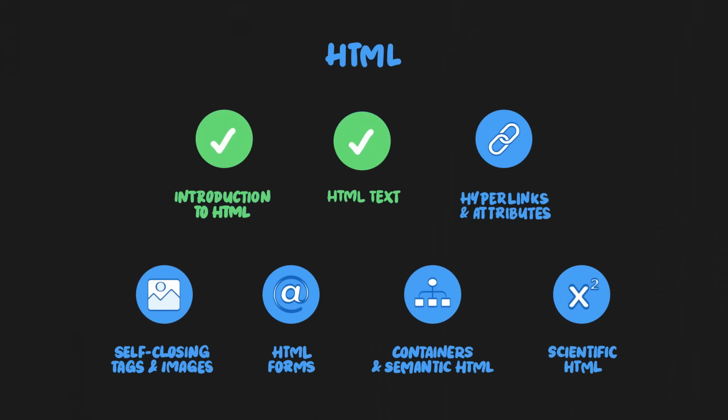We're making excellent progress, and we've now completed the hyperlinks and attributes topic. Next up, we'll learn about self-closing tags and images. We'll first take a look at how self-closing tags differ from regular HTML tags, and we'll then learn how to include images in our HTML files, and spend a bit of time understanding the different kinds of images we can use in our HTML. Let's start by learning about special types of HTML elements known as self-closing tags.